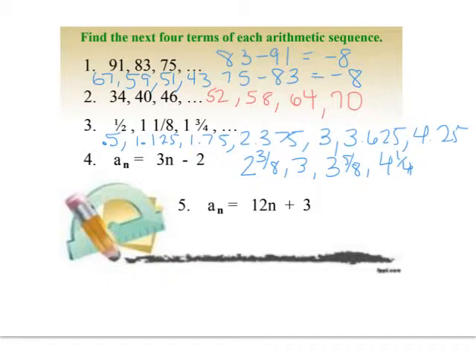So I could find 4 terms by substituting in the numbers 1, 2, 3, and 4 into the equation. For example, to find the first term, a_1, I would substitute a 1 in place of the n. So 3 times 1 minus 2 is going to equal 1. So the first term of my sequence would be 1. To find the second term of the sequence, I would substitute in a 2. 3 times 2 minus 2, that would be 4.